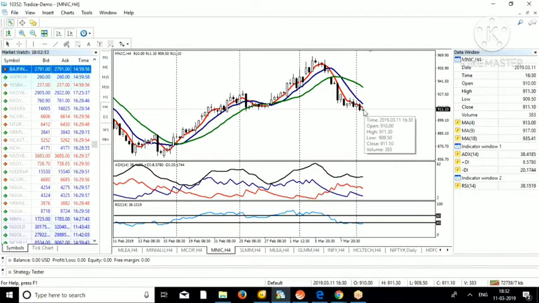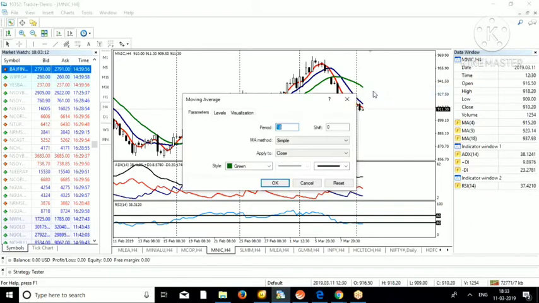So MA4 is the first one, the average price for the previous 4 candles. MA9 is the average price for the previous 9 candles on the basis of their closing prices. And the last moving average we need for this magical strategy is MA18, the moving average 18. You just need to change the period to 18. MA method will be simple, apply to close, and green, and increase the thickness so that it is clearer on your chart.